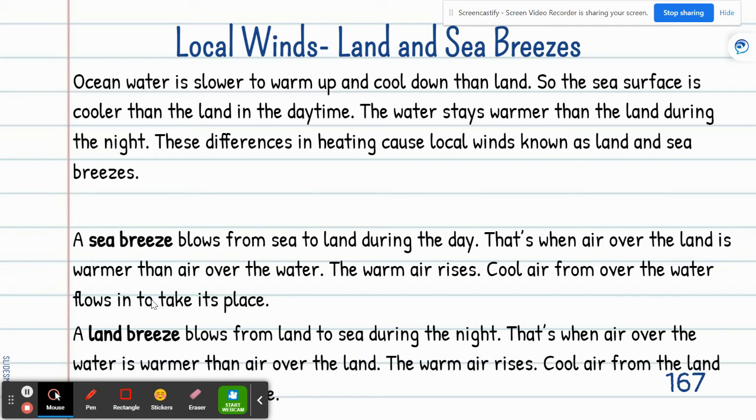The opposite happens at night. The land breeze blows from the land to the sea. That's because the air over the water is warmer. It rises, and then the cool breeze from the land moves in. Sea breeze, where it's blowing from the sea, versus a land breeze, where it's blowing from the land. During the day, sea breeze; at night, land breeze.